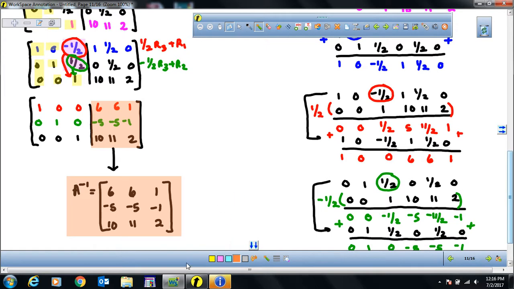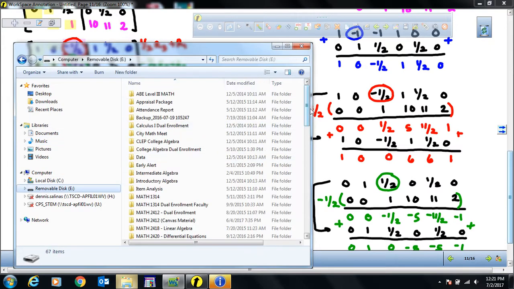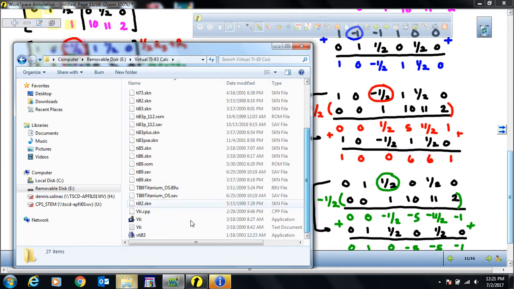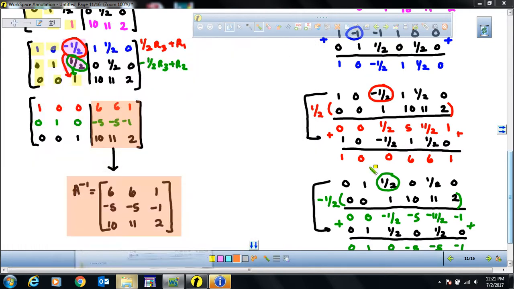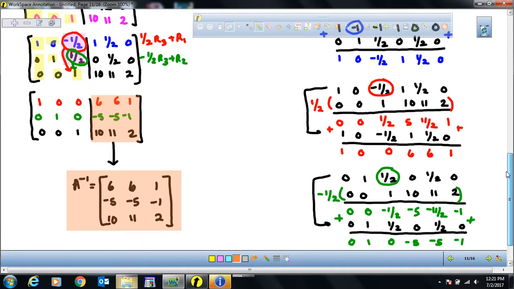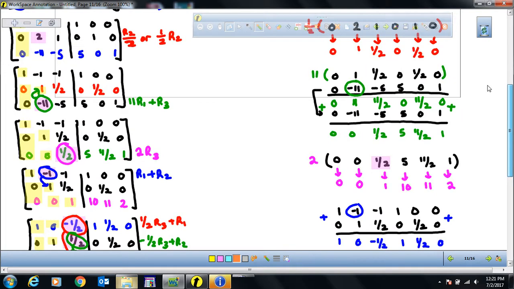Next, on this same problem, I'm going to show you how you can find the inverse using the graphing calculator. Let's look at the procedure of how we would find the inverse using the graphing calculator. Okay, that's the inverse that we have.